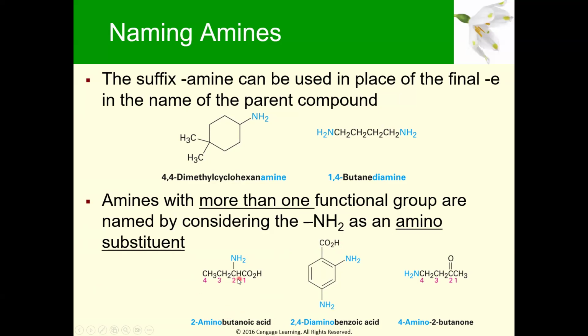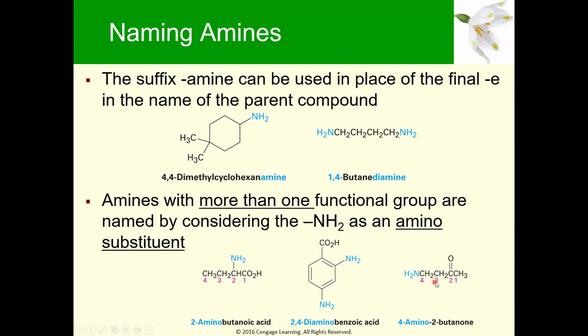This is butanoic acid. So there's 4 carbons in it. It's got a carboxylic acid functional group. And on carbon 2, you've got an NH2. So that's 2-aminobutanoic acid. Here we've got a benzoic acid. So the parent is the benzoic acid. And it's got 2 NH2 groups on it at the 2 position and the 4 position. So 2,4-diaminobenzoic acid.